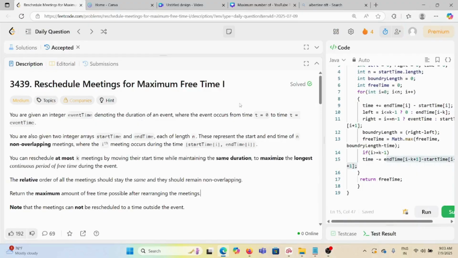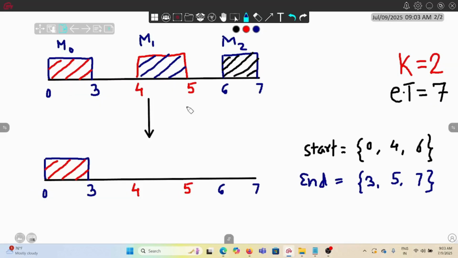Friends, today we are solving this problem, Reschedule Meetings for Maximum Free Time. We are given an integer event time, which denotes that starting from 0 up to this event time we have the meetings that happen. We are also given integer arrays start time and end time, each of length n, both having the same length. You can visualize it like this, so you can understand here.